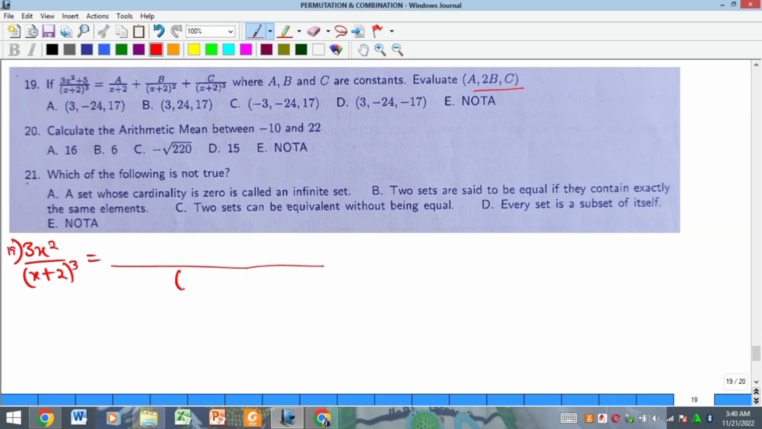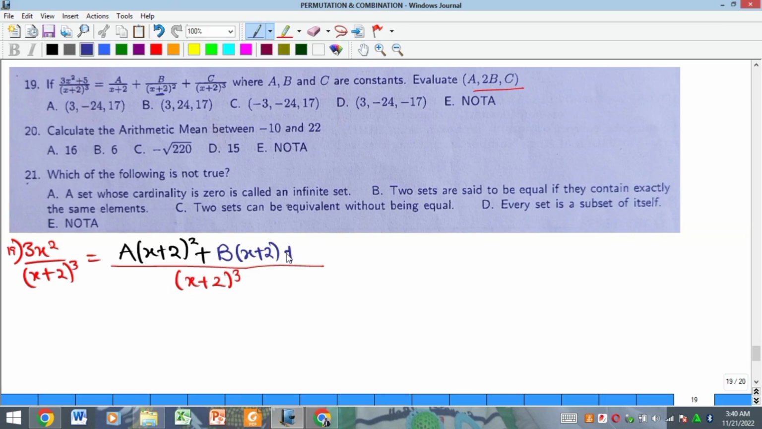The LCM is (x plus 2) raised to the power of 3, and so I'll use this to divide, and then when it divides, what am I going to get? I will have (x plus 2) squared left, so you use it to multiply a. So I will have 8 times this squared. Then plus, I will go to b, use the denominator to divide, and then I will get only x plus 2. Use it to multiply b, and that will give me this.